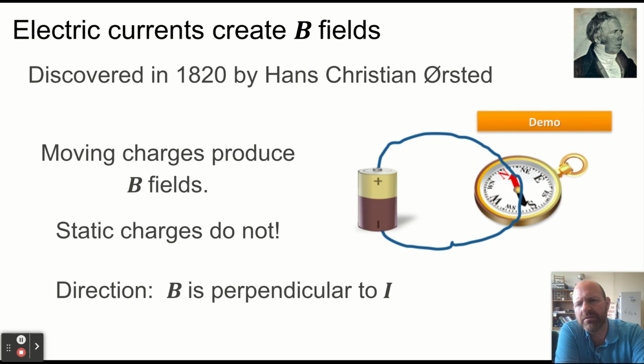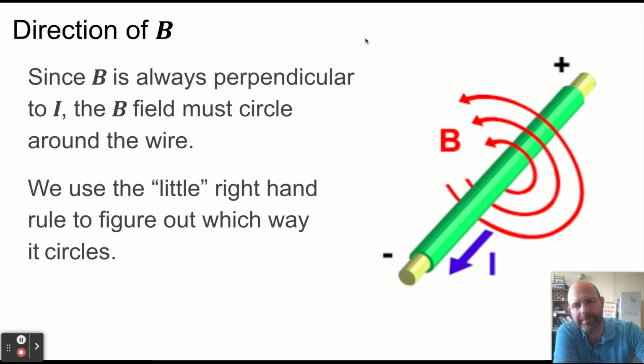So electric currents creating B fields. Ørsted, who was Dutch, I think, demonstrated this for the first time to a crowd of onlookers. And this was really important because up to this point, we knew about magnetic fields. We knew how to use them to navigate with a compass, but this allowed us to create magnetic fields in a controlled way.